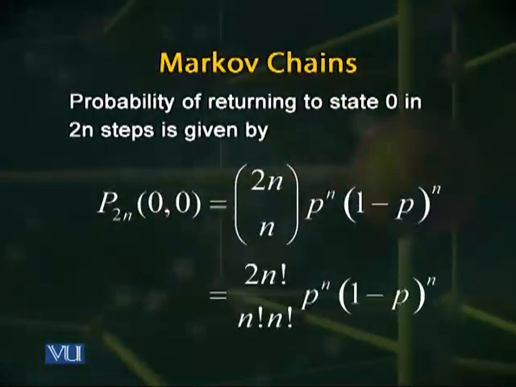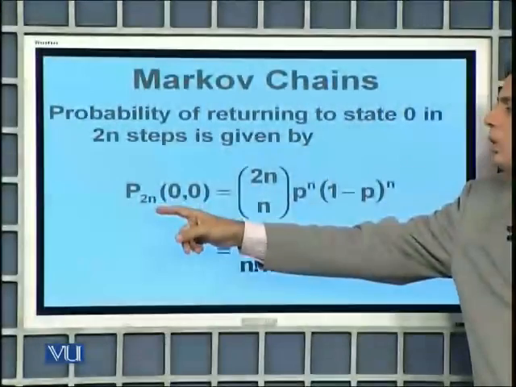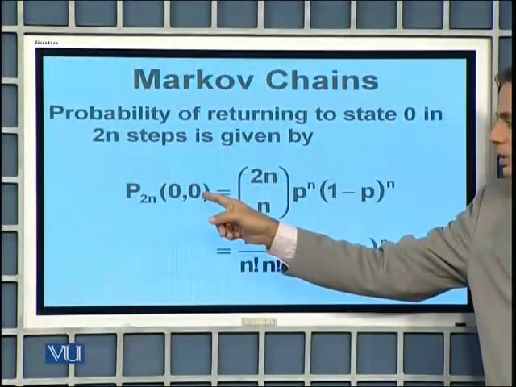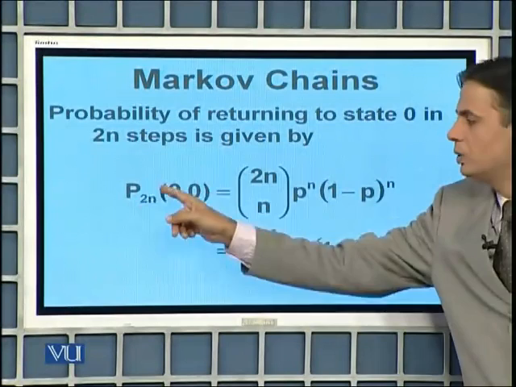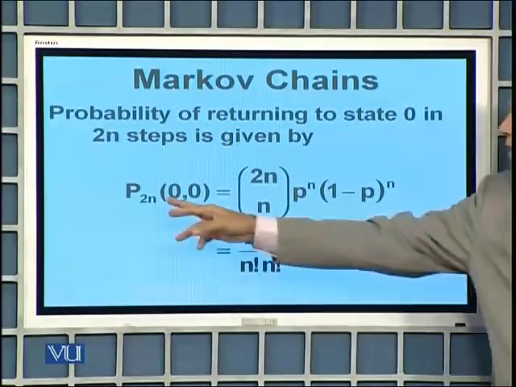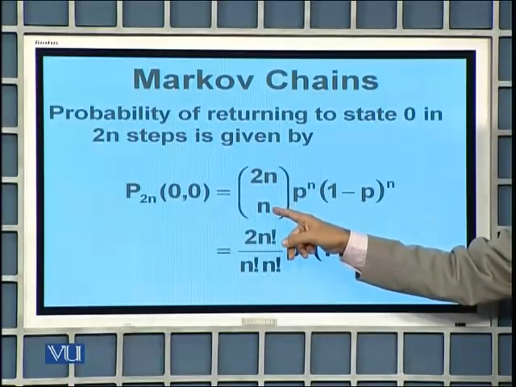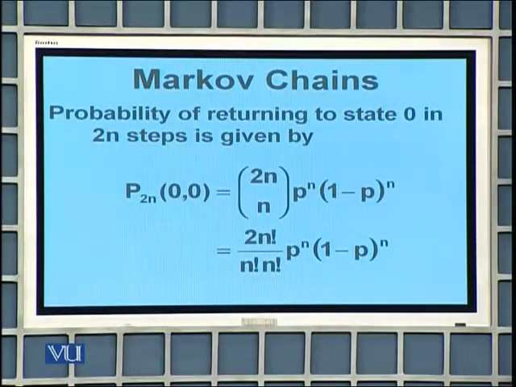But the question is, out of 2n steps, in how many ways can we find these n steps towards the right and n steps towards the left? That is a combinatorics problem, and you know that it is 2n combination with n. So let's find the formula for the probability of returning to the starting state in 2n steps. The formula for such a return is shown here: the probability of going from state 0 to state 0 in 2n steps, or returning back to state 0 in 2n steps, is combination of 2n, n, then p raised to the power n, and 1 minus p raised to the power n.